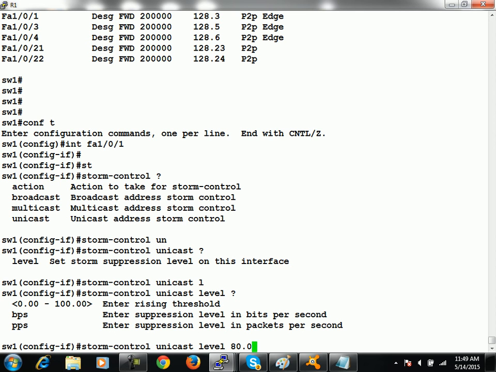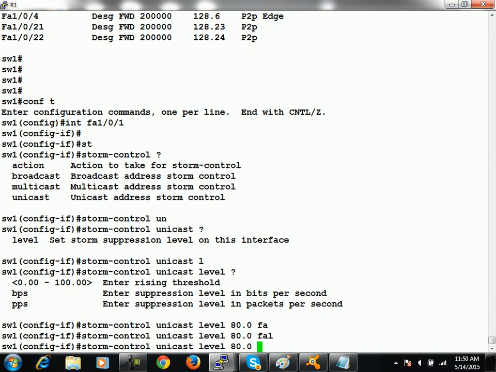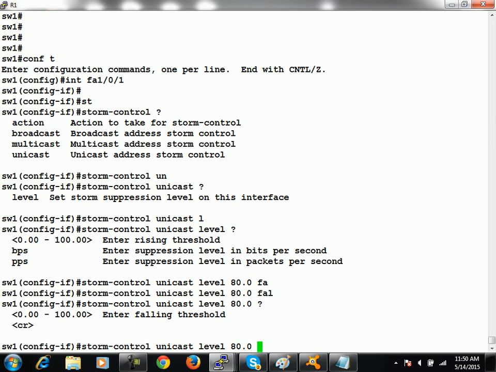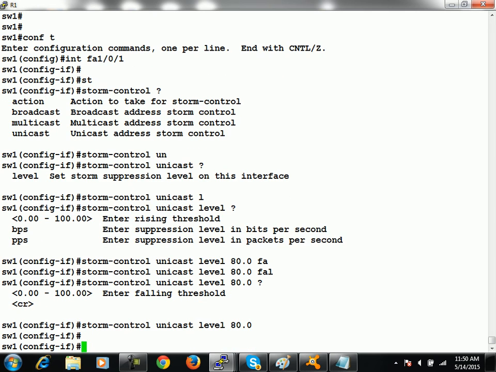This is the maximum threshold actually. And remember, the minimum threshold by default would be equal to the maximum threshold. But if you want to configure it, then you can say falling threshold as well, because it was rising threshold. Rising means maximum, falling means minimum. Whenever you configure the falling threshold, it must be lower than or equal to the rising threshold, the maximum threshold. Let's assume that we are not going to configure it now.